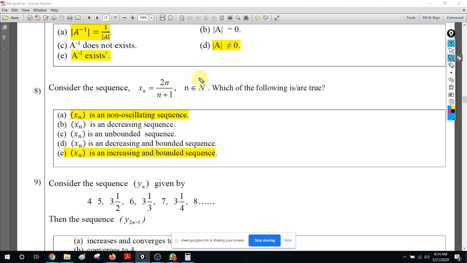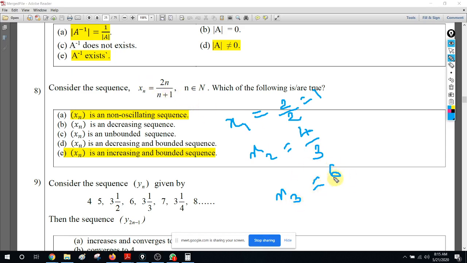So let's say, when n is a natural number, you can't have 0, you have to start with 1. Then x1 is 1 into 2 is 2, 1 plus 1 is 2, which is 1. Now let's see x2. 2 into 2 is 4 divided by 2 plus 1 is 3. Now again x3, 3 into 2 is 6 divided by 3 plus 1 is 4. Let's take another one, x4.